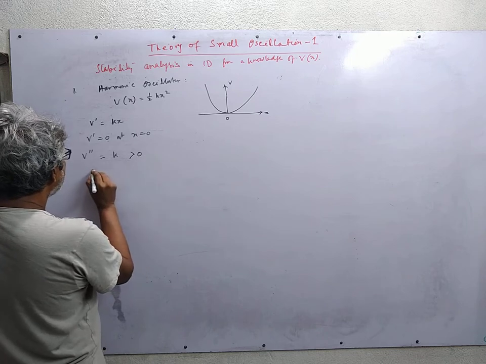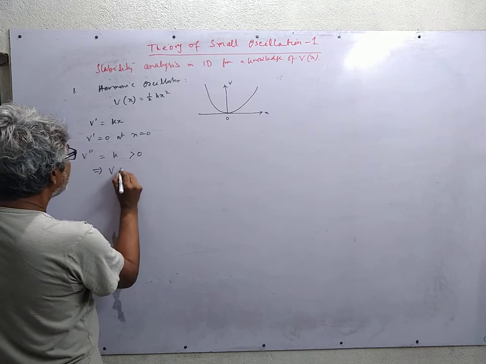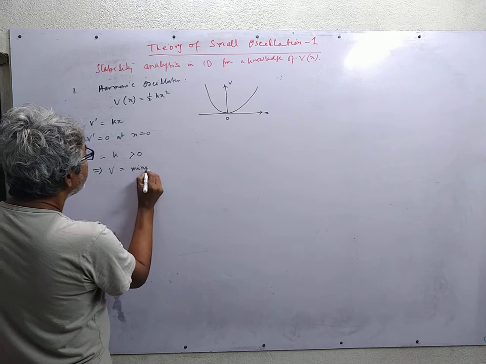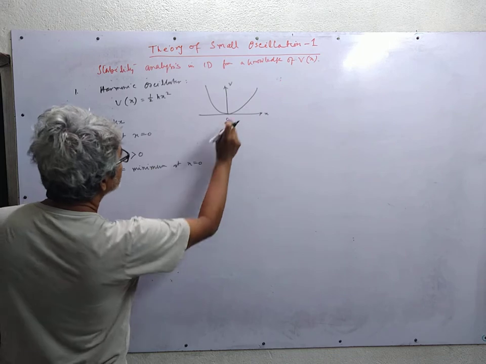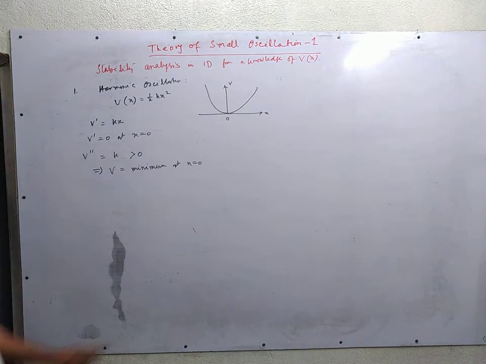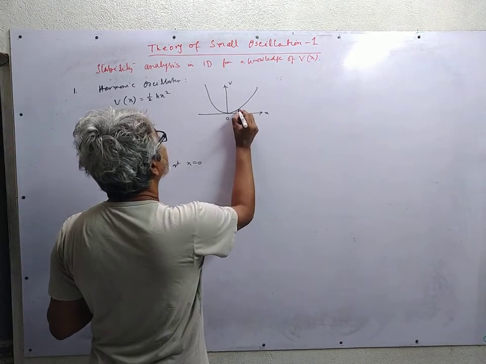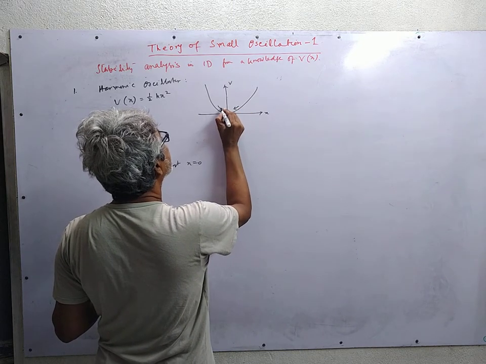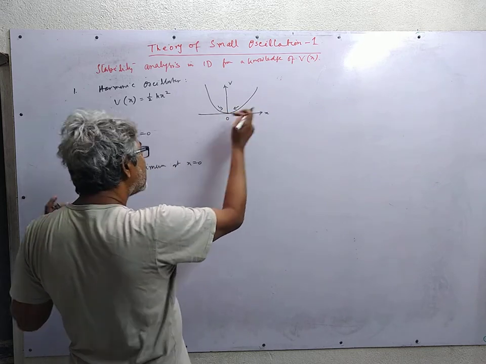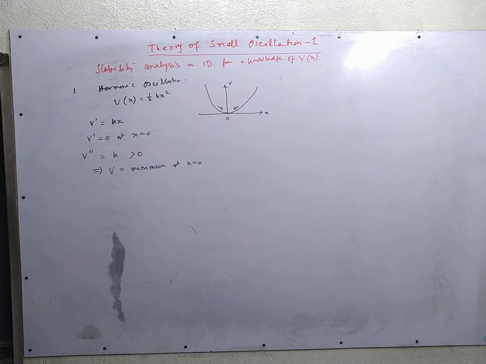So V is minimum at x equal to 0. So it is a stable equilibrium point. So consider if we place a particle over here, it comes down to this. If we place it over here, it comes down there. So the particle approaches the x equal to 0 point from either side. This is due to the tendency of the system to minimize its potential energy.